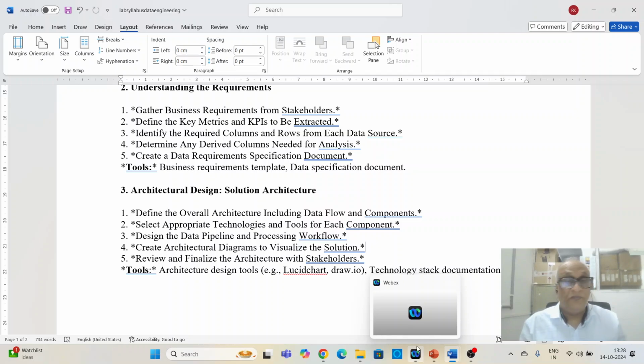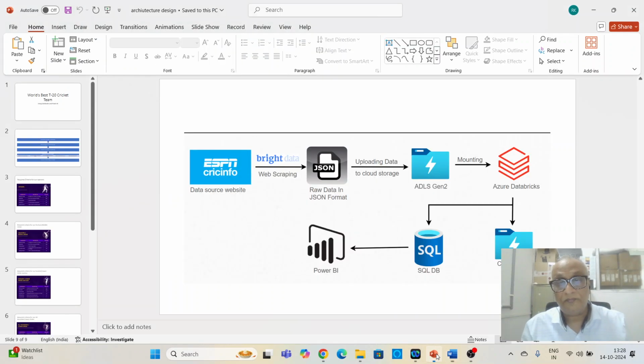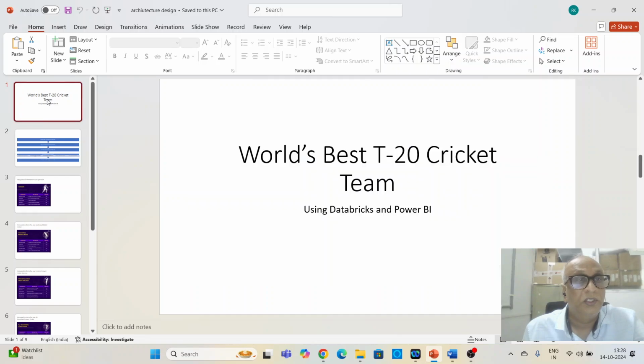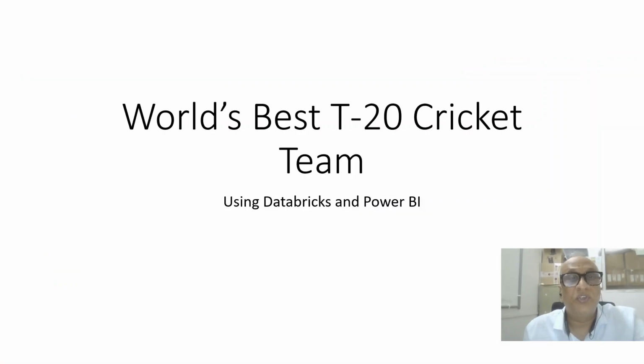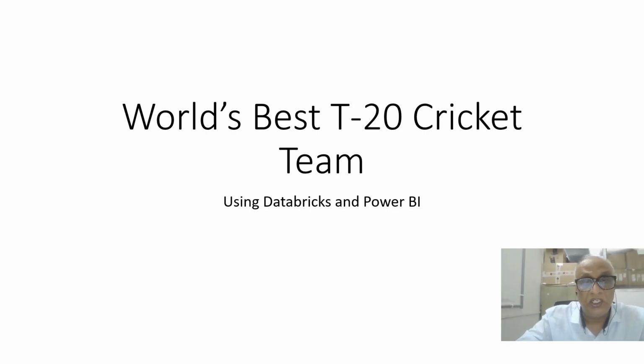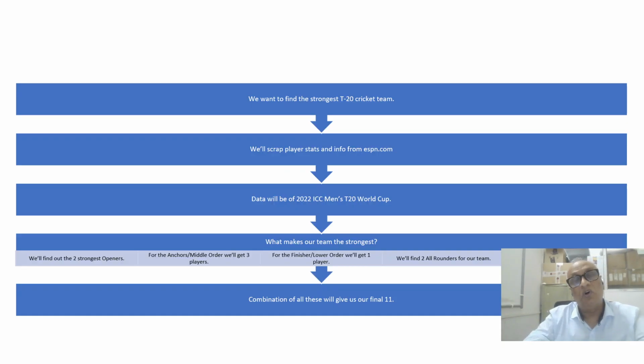Let us start our discussion. So the architectural design we are selecting for is, we want to select a best T20 cricket team, and the technology stack being mentioned is Databricks and Power BI. So what will be the flow?